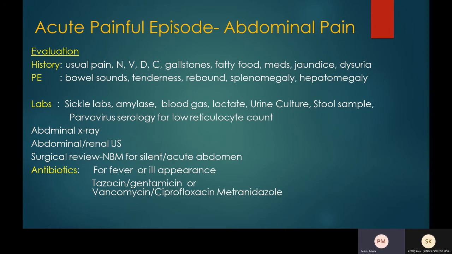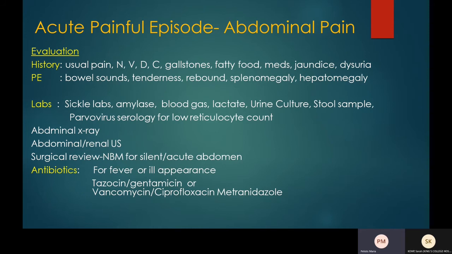On exam, pay careful attention to the abdominal exam. And in the labs, in addition to the usual sickle cell labs I've discussed, it's important to think about adding an amylase to look for pancreatitis, obtain a blood culture and look at the lactate, a urine culture and stool sample, if pertinent. And then also, if there's a very low reticulocyte count, perform parvovirus serology. One may need to obtain an abdominal X-ray or an abdominal or renal ultrasound.